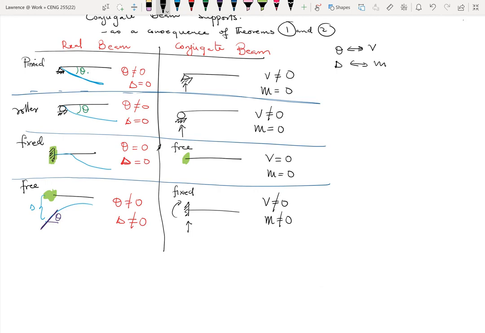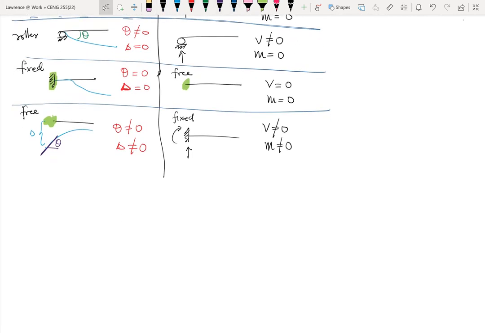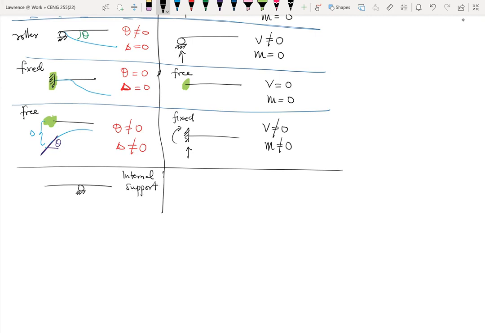Okay. There are other options available to us, other examples. So I'll do one more. So if you have, let's say, a beam whereby you have what you call an internal support or internal hinge, or let me make an internal support. Okay, so a pin support.